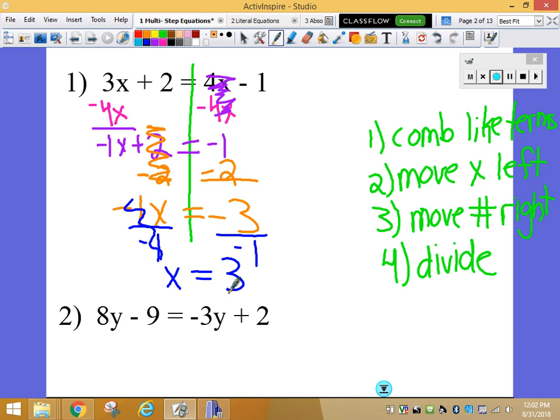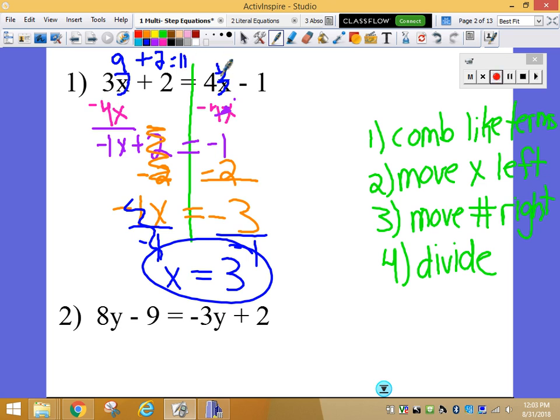Now, what does this mean? Why did we do this? What is the point of all of this? This answer, this x equals 3, means if I go back to my original problem and I plug in 3, I plugged in a 3 for x. So if I plugged in a 3 here and a 3 here, 3 times 3 is 9, and 9 plus 2 is 11.